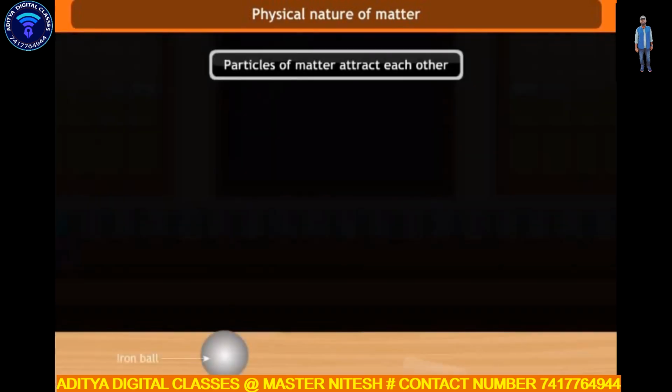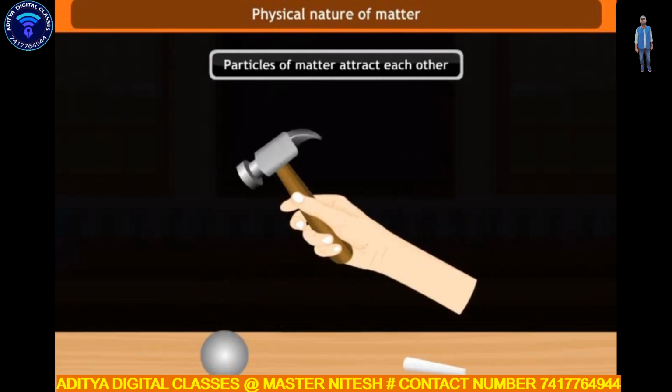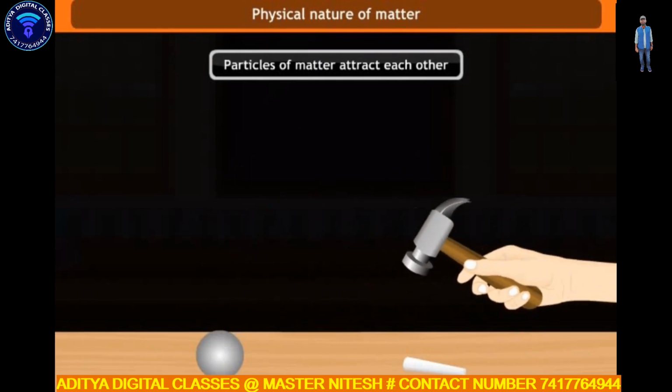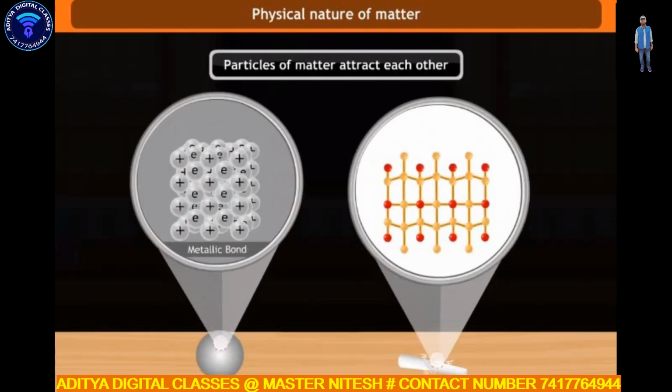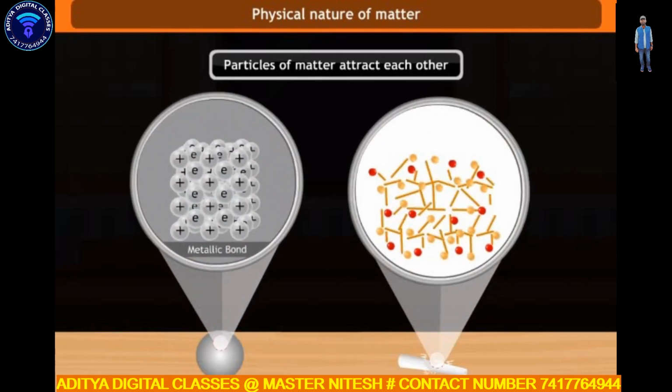Take an iron ball and a piece of chalk. Try to break the iron ball by hammering it. Repeat the process with the chalk piece. You will observe that the chalk piece breaks easily, but the iron ball does not break. This is because the forces of attraction between the chalk particles are lesser than those between the iron particles.